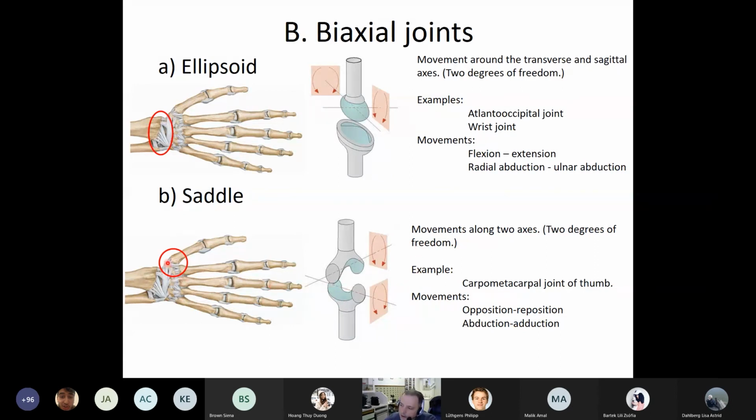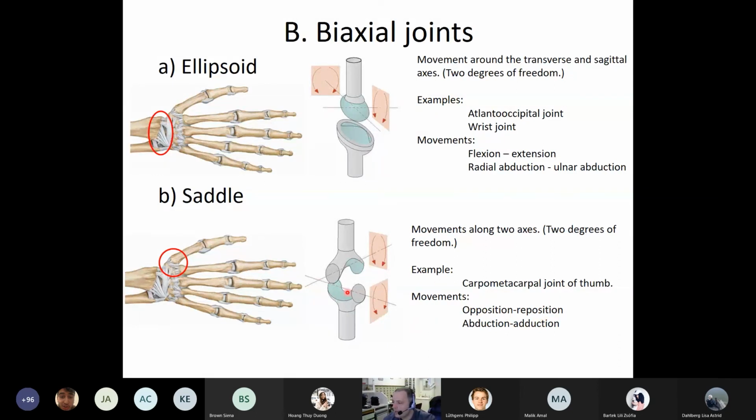And the example for that is the carpometacarpal joint of the thumb, which is the joint that allows the movement of your thumb. And one can perform in this joint the abduction and the adduction when you move your thumb closer to your other fingers and you move it away. Or you may also move your thumb and turn it around so that it can meet the other fingers. This is designated as the opposition. And if you move it back, that means the reposition.